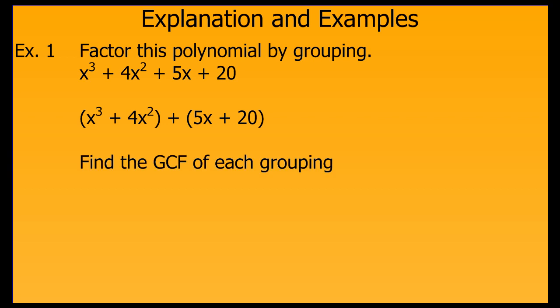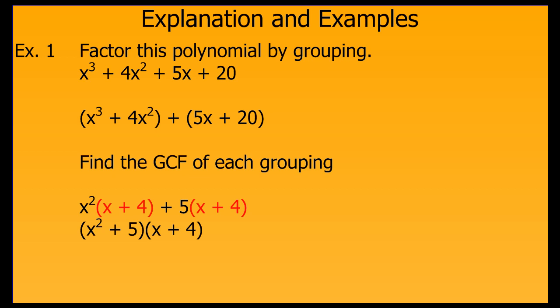Then we find the greatest common factor, or GCF, of each group. In my first parentheses, x squared is the GCF of x cubed and 4x squared. In my second parentheses, 5 is the greatest common factor of 5x and 20. I then notice that I have the quantity x plus 4 as a factor of each of my groups now. Since it's a factor of each one, that means it's a common factor, and I can write my polynomial as the quantity x squared plus 5 times the quantity x plus 4.